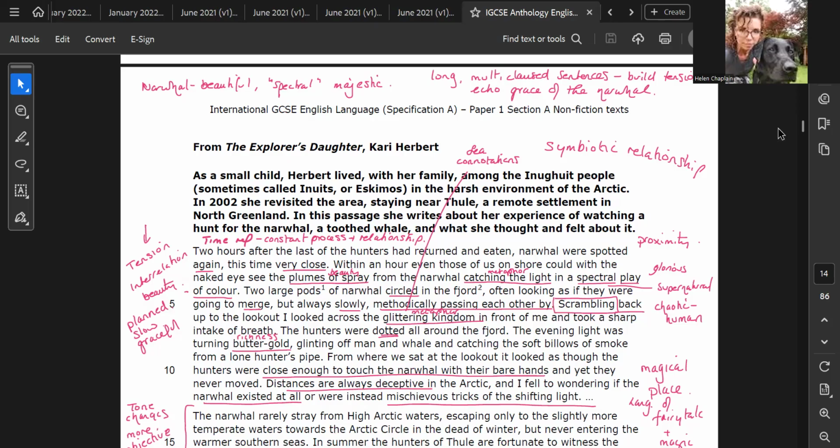This video is looking at The Explorer's Daughter by Kari Herbert as part of the IGCSE Spec A tasks. What you'll be asked to do with this extract is first of all write a 12 marker on it. So that's looking at how the writer uses language and structure in order to engage the reader in some way. They might give you some direction in terms of engaging the reader, in terms of creating tension or presenting a certain aspect of it. They might just leave it open in terms of how does it make it interesting, how does it make it engaging, basically anything that hooks in.